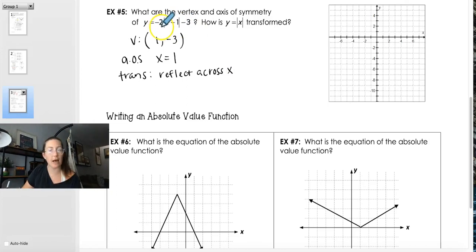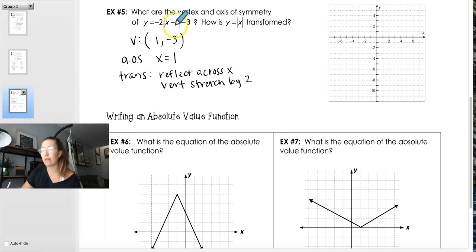Okay, now we evaluate the 2. So remember the negative and the 2 are separate things. Negative's reflection, this 2 is being multiplied to my function, so that's going to be on the outside, vertical, and then that's going to be a stretch because it's bigger than 2. So I have a vertical stretch by 2.